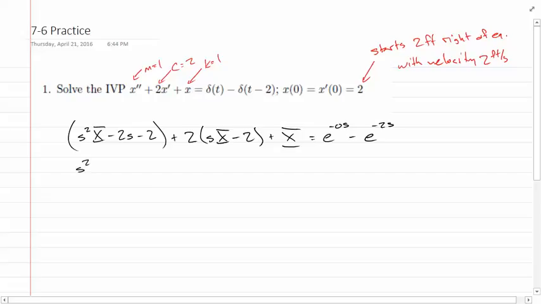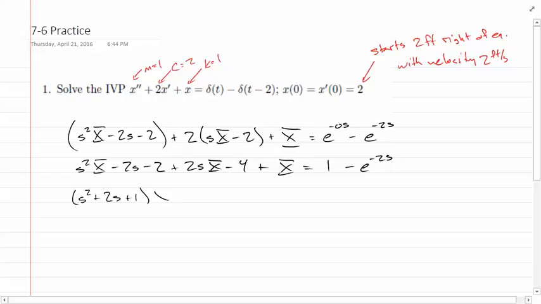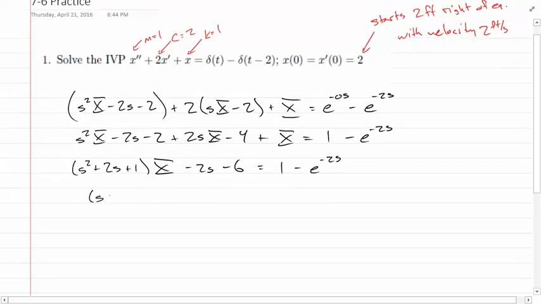Okay, so you've got s squared x minus 2s minus 2 plus 2sx minus 4 plus x equals 1 minus e to the minus 2s. Alright, so if we collect everything that has an x in it, we also have a minus 2s, and then minus 2 minus 4 is minus 6. That's 1 minus e to the minus 2s. In the parentheses here, you'll notice that that is s plus 1 squared. And then if I move the other terms over, 6 plus 1 would be 7. We'd have plus 2s, and then still minus e to the minus 2s.